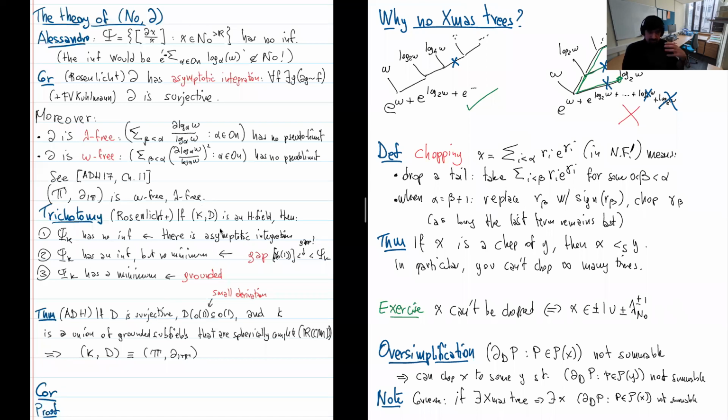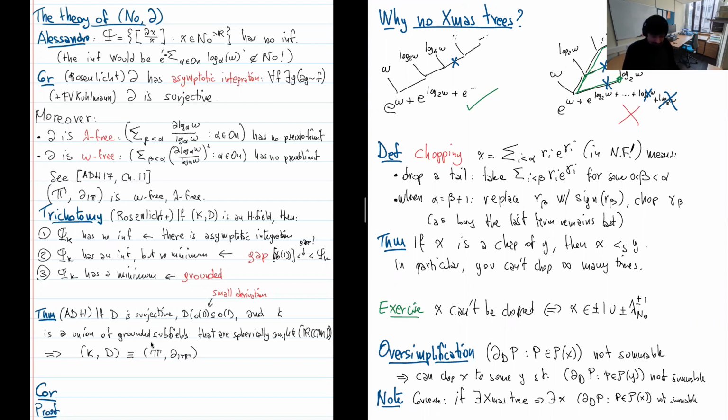Okay, so this is a fun situation we have here. We take an H field where the derivative is surjective. So the H field itself is in case one of this dichotomy, it has asymptotic integration. Actually, in this case, it has integration even. Psi has no infimum. But then you want to write it as a union of subfields which are grounded, in which psi has a minimum. And if you have this, and the grounded subfields are spherically complete, so they're actually Hahn fields, for example, then that is enough to say that they satisfy the same first order theory as transseries.